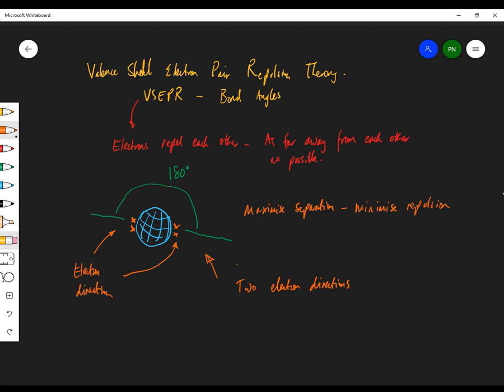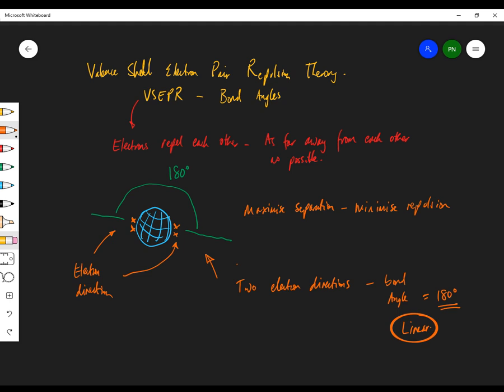Okay, and if you have 2 electron directions, the bond angle, well, they'll get as far as they can from each other. Bond angle will equal 180 degrees. All right, and we call such bond angles linear. Okay. So that's a linear one.